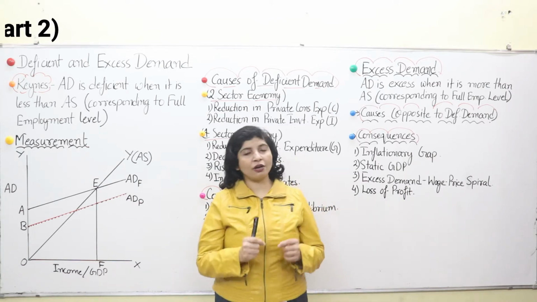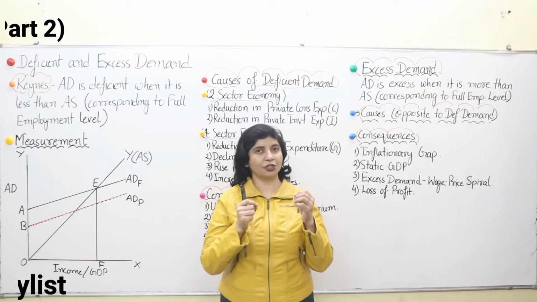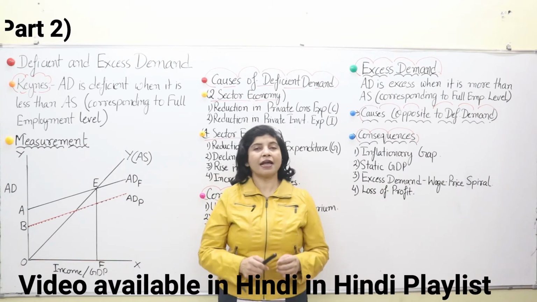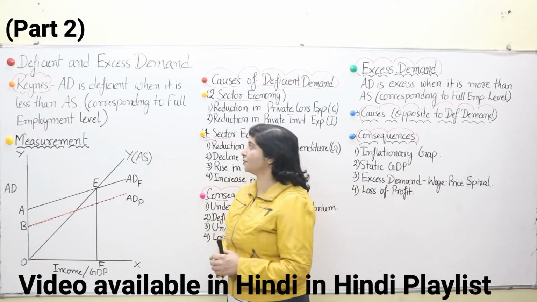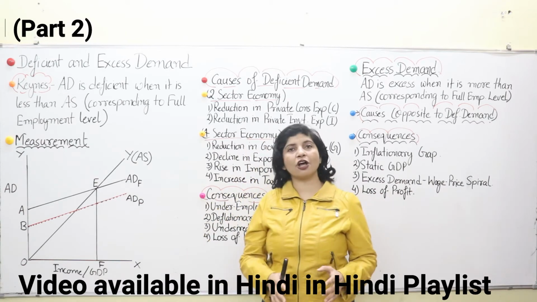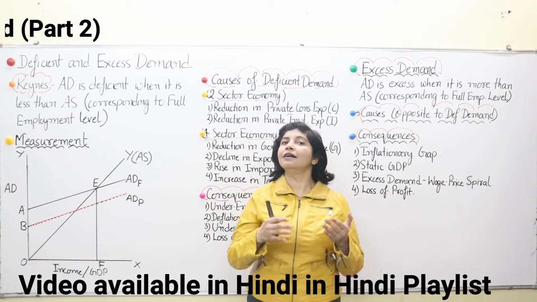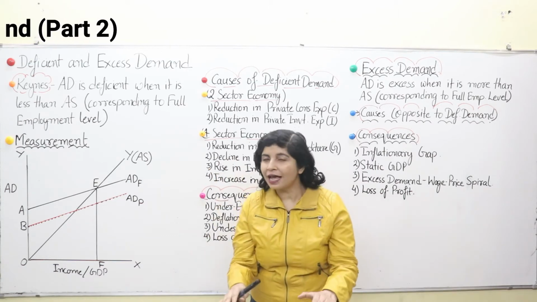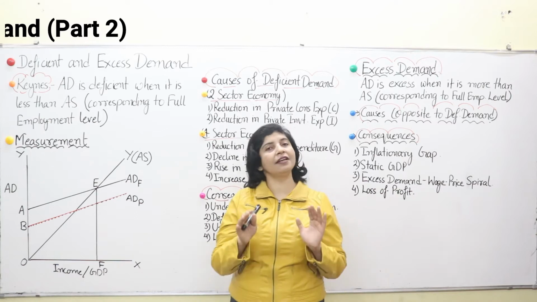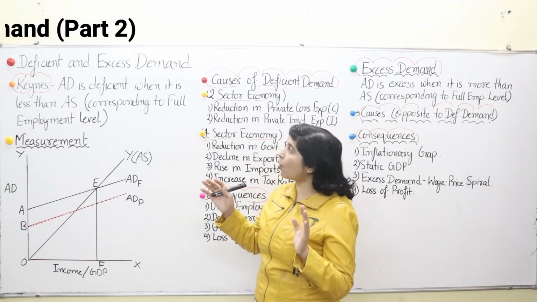You already know the utility of demand in an economy. If demand is high, employment is high. We have already discussed this, so please watch that video. For every economy, to create employment, we need demand. So if demand is deficient, employment will also fall, and that is the condition which every economy wants to avoid. So what is deficient demand?